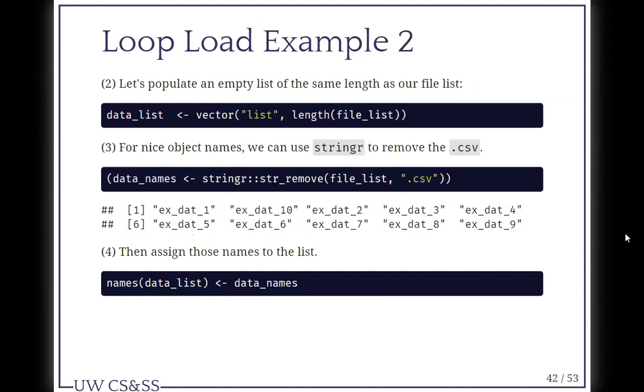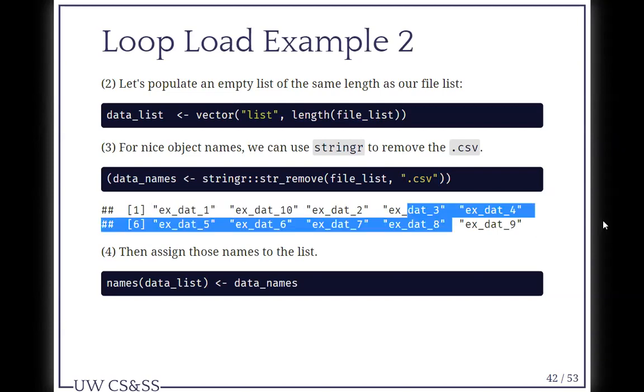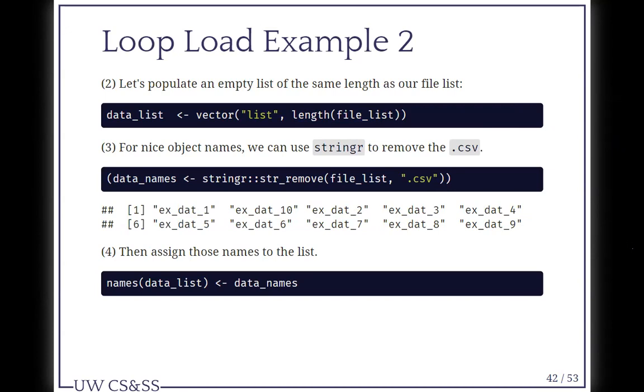So let's populate an empty list of the same length as our file list. Let's say we make data_list using our vector function and supply it the argument list. It's going to be the same length as our file list, so it's going to take on 10 elements of the list. They're all going to be empty. For nice object names, we can use the stringr package to remove the .csv. We'll be talking about stringr in a couple of weeks. But suffice to say, I just deleted .csv from the character strings of each of these things. Then assign those names to the elements of the list.